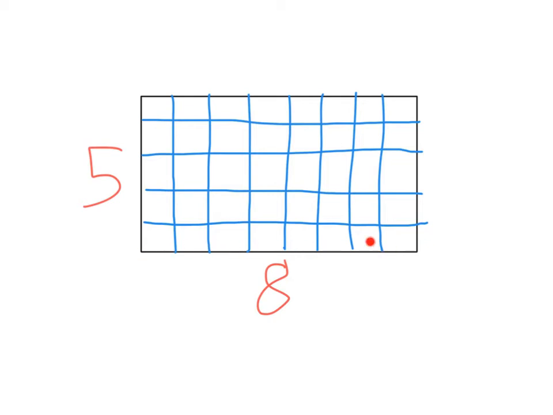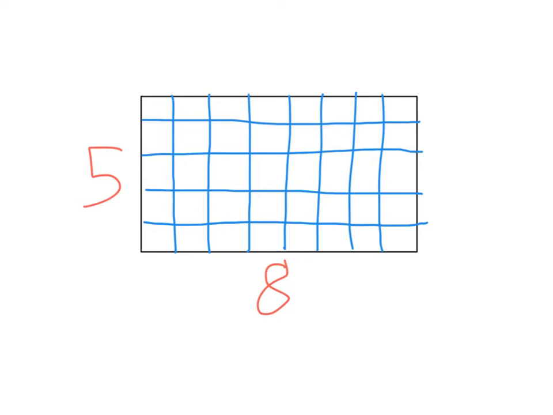If the width of the rectangle, or the base of the rectangle, is 8, then we can carve it up into 1, 2, 3, 4, 5, 6, 7, 8 little pieces going this way. And if the height of the rectangle is 5, we can carve it up into 1, 2, 3, 4, 5 pieces going this way.